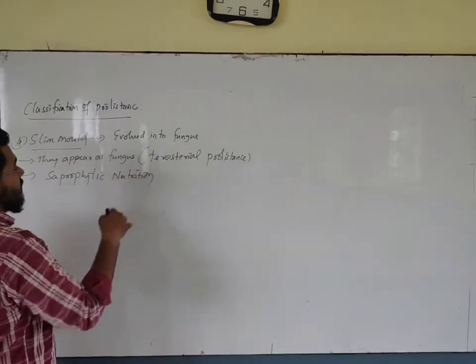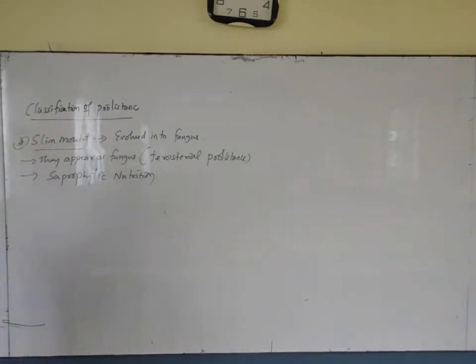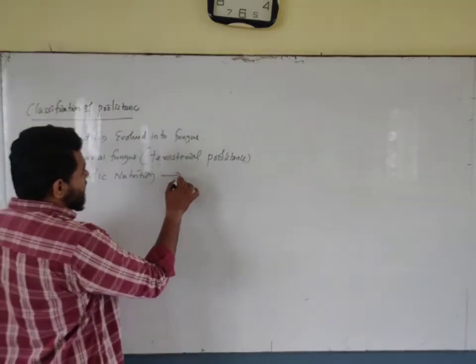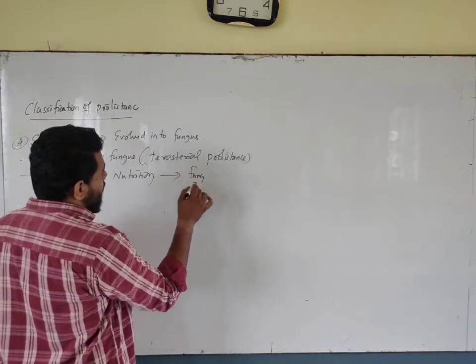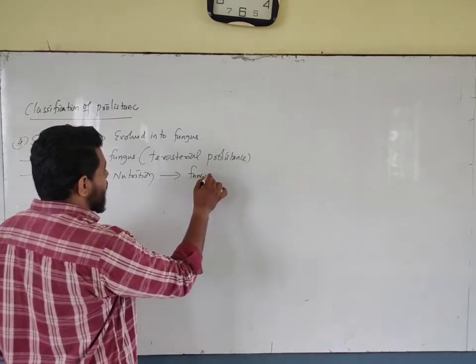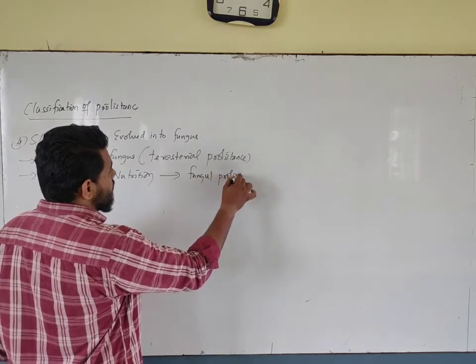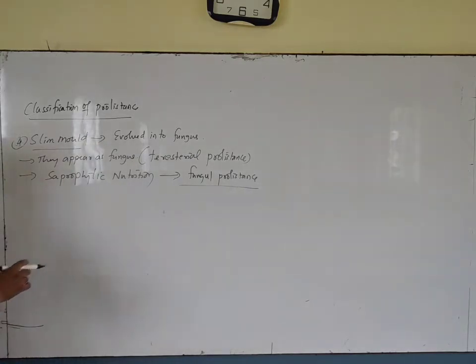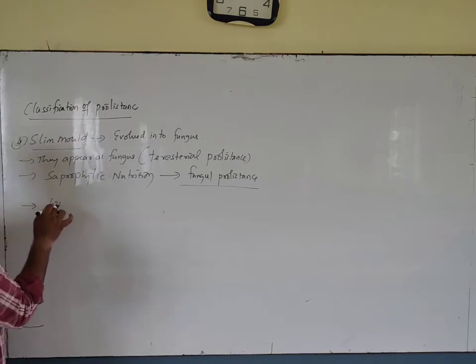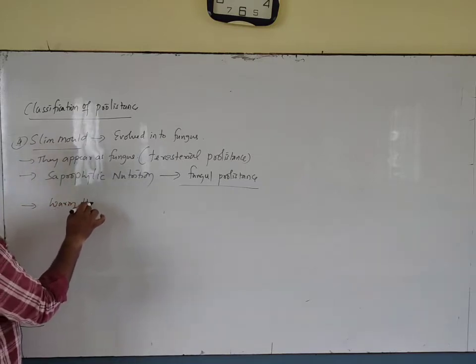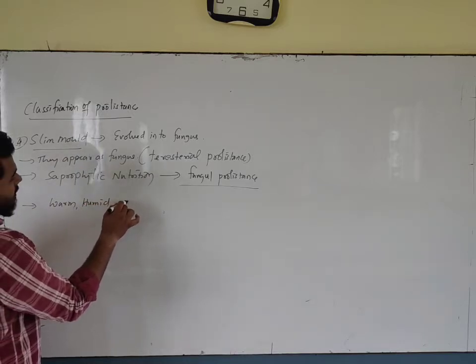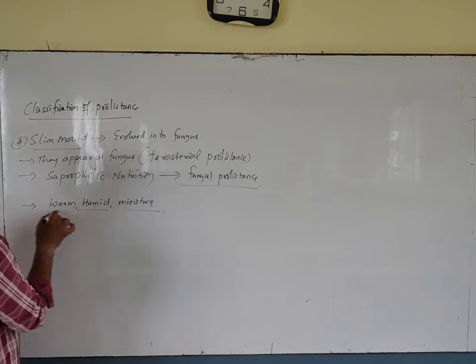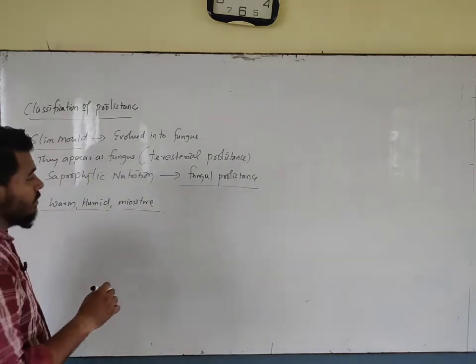nutrition. So they look like fungus, they have a terrestrial form. And they show saprophytic nutrition. That is the reason we call them fungal protistans or fungus like protistans. So they usually live in places which are warm, humid, that means it contains moisture.